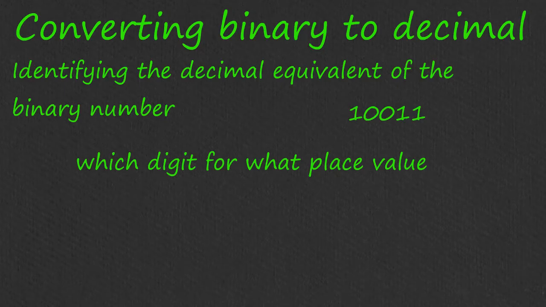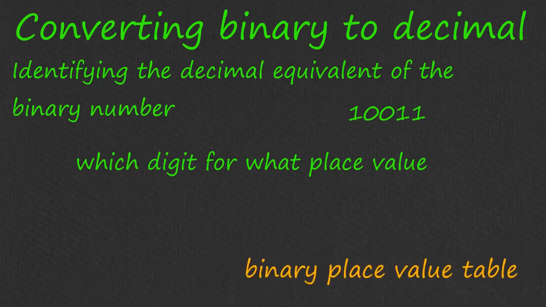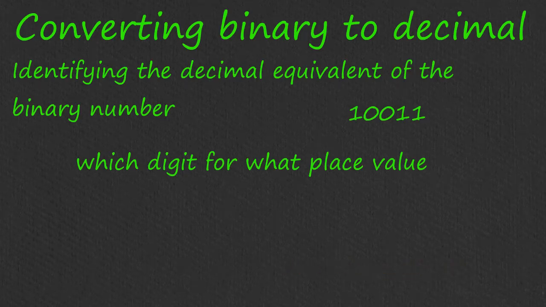Well, if there was a way to identify which digit is associated with what place value, then we can do the same calculation we did with the decimal numbers in video 3. This is exactly the reason why we spent time on the decimal place value table and the binary place value table in previous videos. If you are unsure of what I am talking about, I suggest you watch those videos before continuing with this one. I'll leave the links in the description.